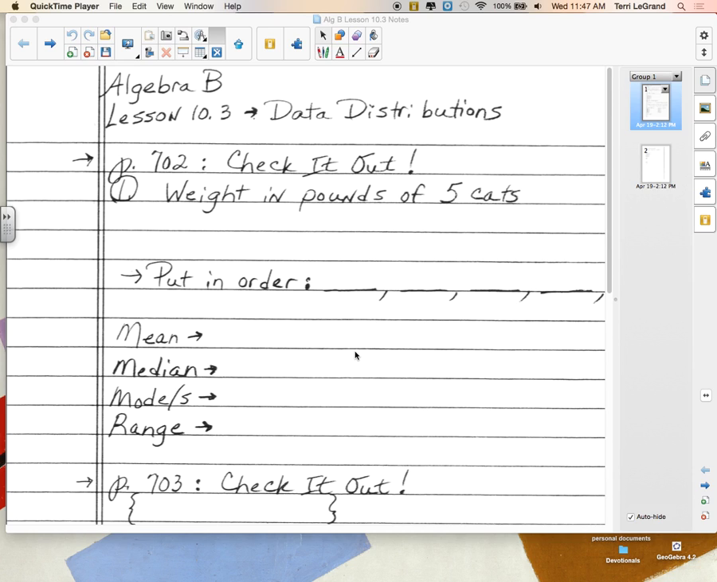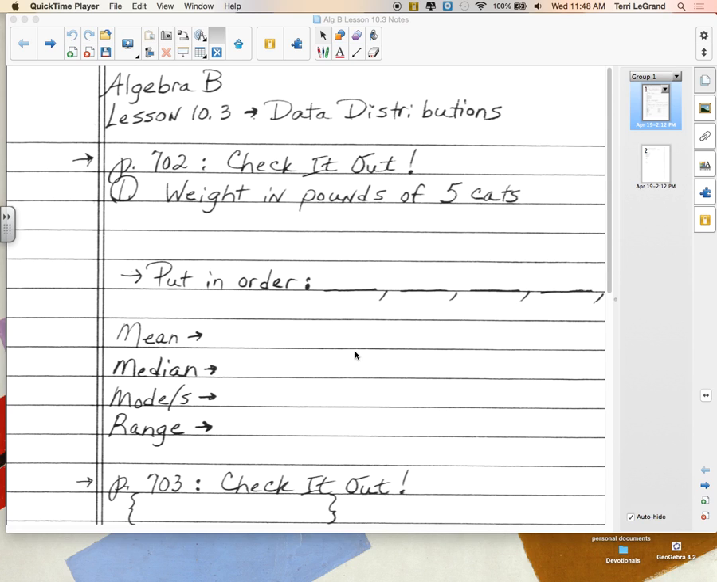So we're going to do a check it out problem on the page that we're on. Go down to just below the example 1 box, about 3/4 of the way down the page. It says check it out. Number 1, the weights in pounds of 5 cats are 12, 14, 12, 16, and 16.